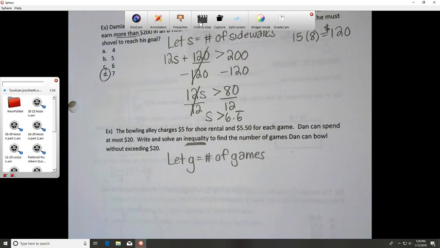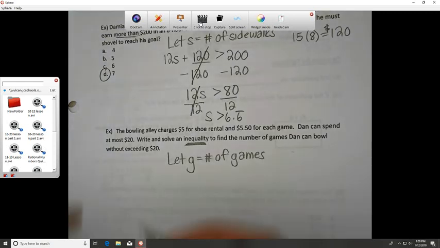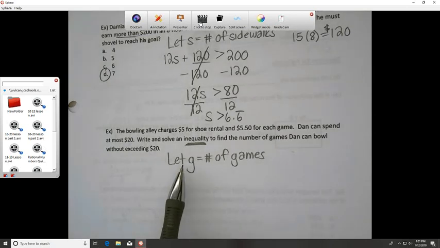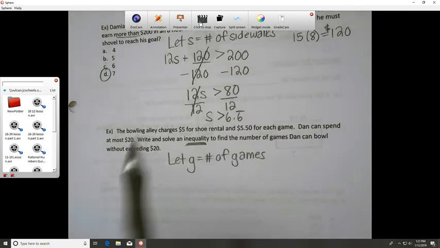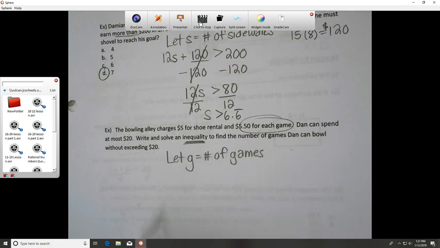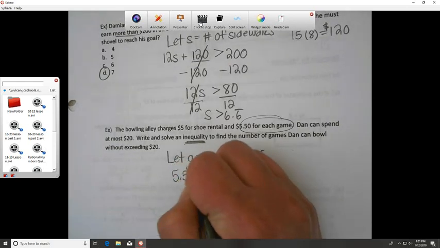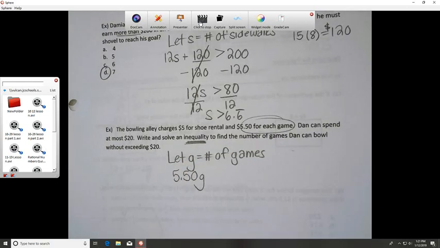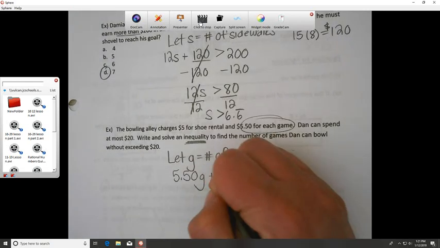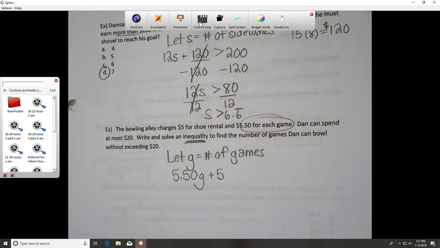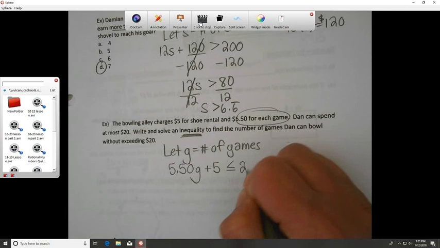All right, and then I'll stop there for a second and have you guys try to come up with the inequality and then solve that to figure out the number of games. So hopefully when you set this up, you said, all right, G is the number of games, so I'm looking for the number that's talking about the games. So right here, $5.50 for each game. $5.50G. Now you also have to pay the $5 for the shoes, and then it says Dan can spend at most $20, which means he can't go over 20, so less than or equal to 20.